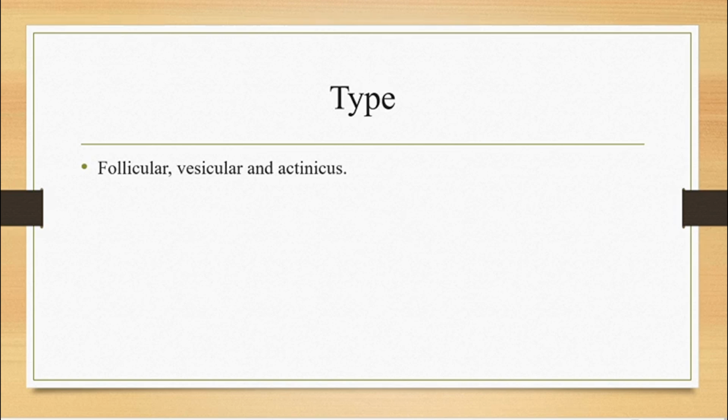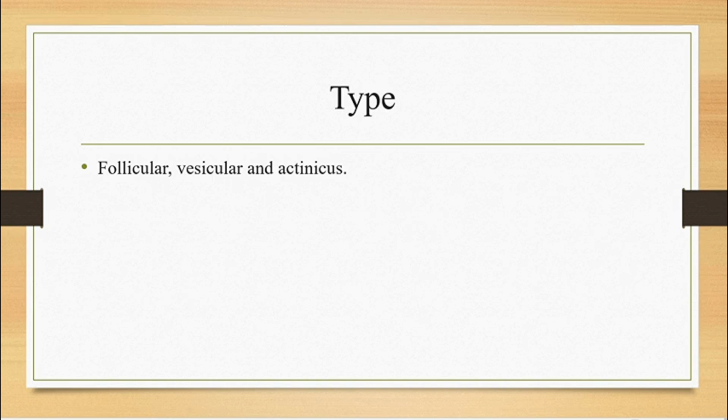Follicular can present with alopecia as well, and you have typical skin lesions. For vesicular, bullous lesions, which can resemble bullous pemphigoid. And for actinic, it's usually in the sun-exposed areas, mainly on the hands and the arms.